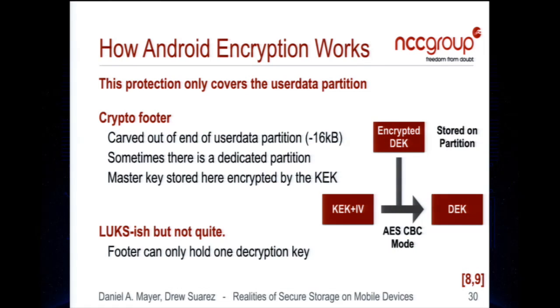So when we talk about full disk encryption, it's kind of a misnomer, especially on Android, because there's a single partition out of all of the many that you have on your device that's encrypted, and that's the user data partition. And at the very end of it is the crypto footer that I mentioned. This is usually 16 kilobytes that's carved out of the end for all of the crypto metadata that's stored here. And as I mentioned, sometimes on more modern devices, there's a dedicated partition for this. And the master key is stored here, as I mentioned before. If you're familiar with LUKS, it's LUKS-like, but not quite, because the footer only has one key slot available, which is why you can't have separate boot and lock screen passwords on Android without using a custom ROM or something like that.